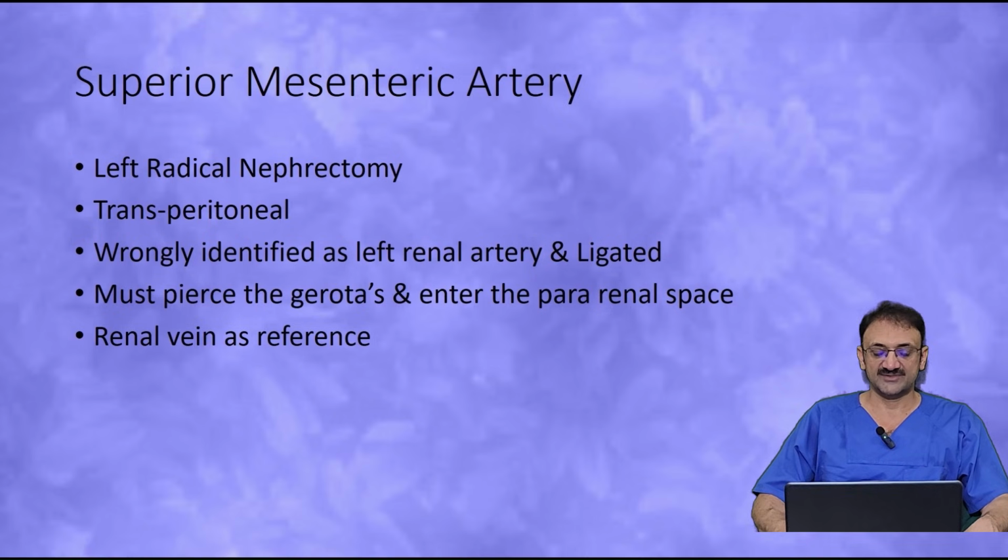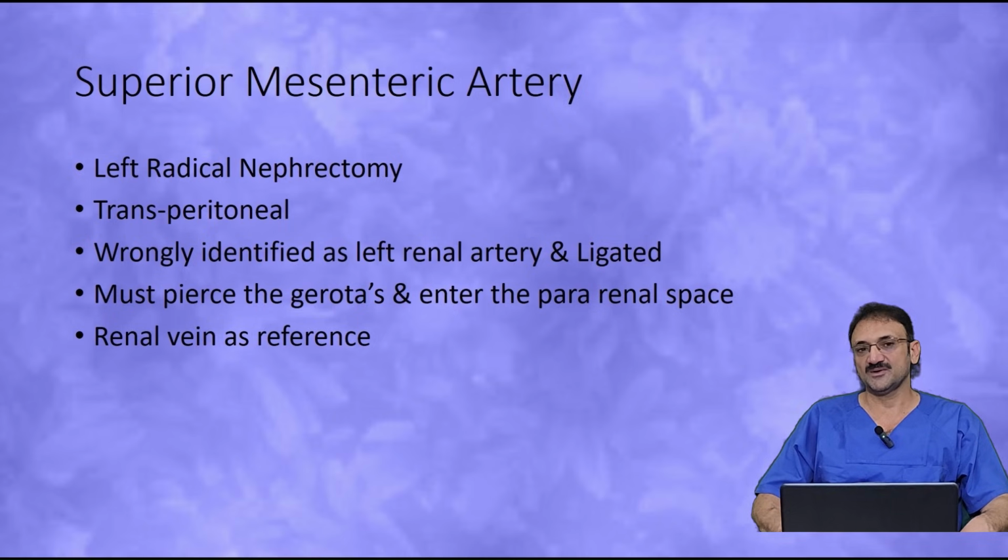So that is one thing, and it must be taken into consideration that the artery, if it is coming, it must pierce the Gerota's fascia in order to be a renal artery, and it must enter the pararenal space rather than going again medially. So that has to be kept in mind, and the renal vein must be taken as a reference. It is almost always crossing anterior to the renal vein in a horizontal fashion, but at times, as I said, it can take a curved course and then turns back towards the peritoneum.